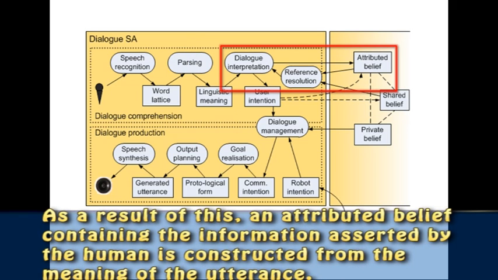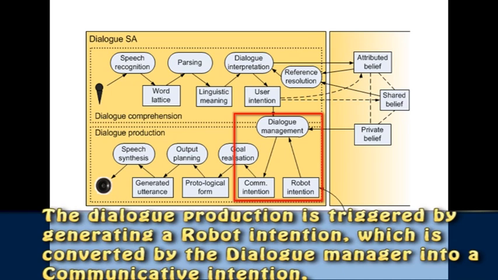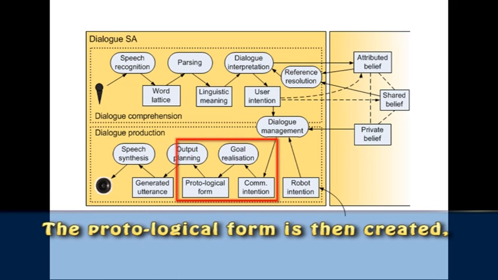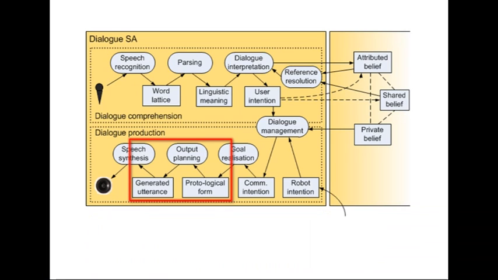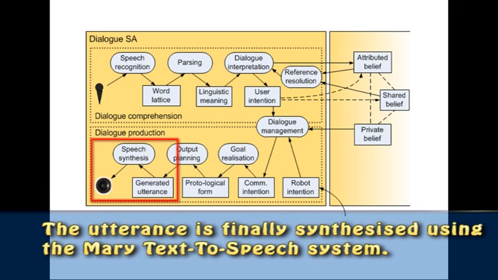As a result of this, an attributed belief containing the information asserted by the human is constructed from the meaning of the utterance. The dialogue production is triggered by generating a robot intention, which is converted by the dialogue manager into a communicative intention. The proto-logical form is then created, and an utterance in the form of an open or a polar question is then generated. The utterance is finally synthesized using the Mary text-to-speech system.